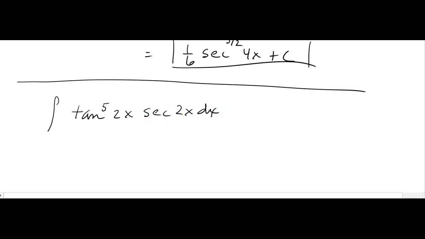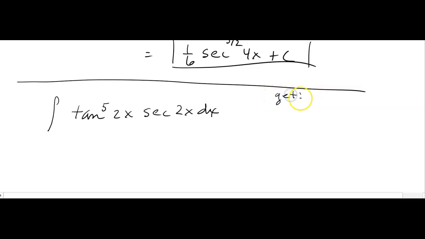There it is. Tan to the fifth of 2x times secant 2x dx. Again, you don't have a secant squared, so that's not going to work. If the secant was squared, we'd be done. U would be tan, u to the fifth, and we can just finish the problem. We don't have that. So, what do we need?